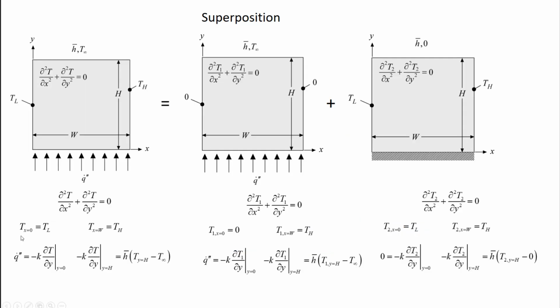Here's my original problem. Here's the problem statement, right? I can't solve this one using separation of variables. I'm going to split it into a T1 problem where I replace this temperature boundary condition here with 0 temperature, and this one here was 0. So these are my two boundary conditions, this should be 0 right here. Wasn't careful enough.